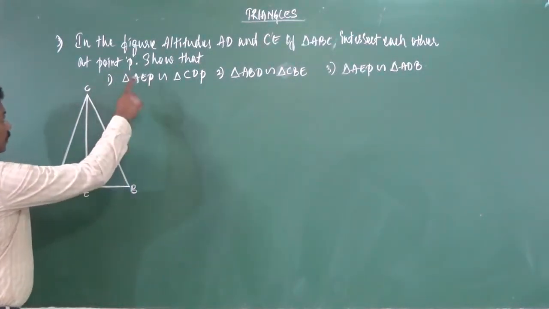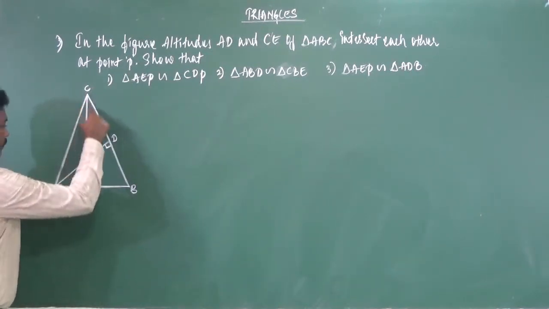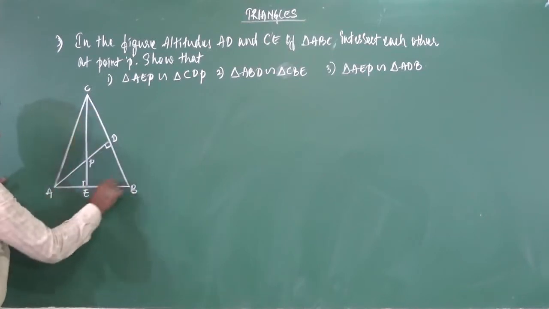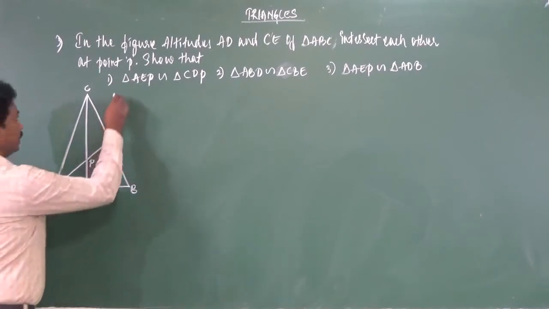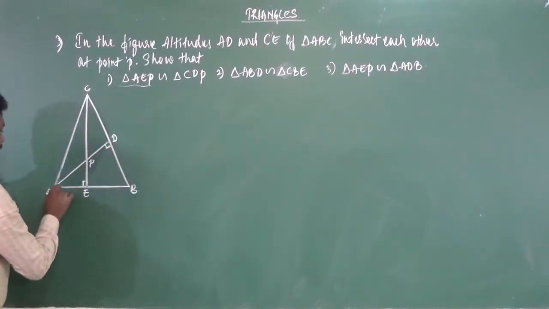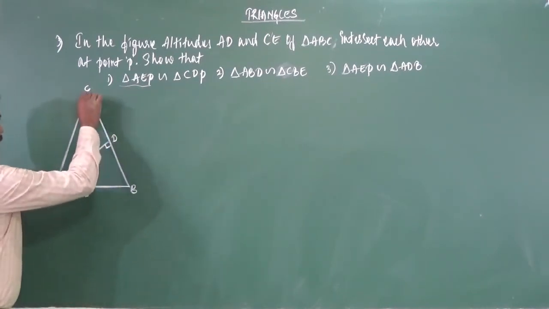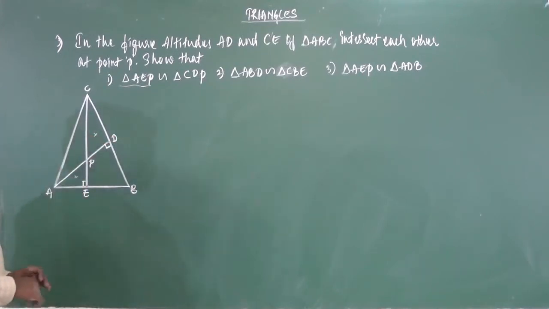So here in the figure, altitudes AD and CE. So this is the altitude AD drawn for triangle ABC and another altitude CE drawn for triangle ABC. Where it is marked that CE is perpendicular to AB and AD is perpendicular to BC. So both the altitudes intersect at a point P. Show that triangle AEP is similar to triangle CDP. So we have to prove that these two triangles are similar to each other.